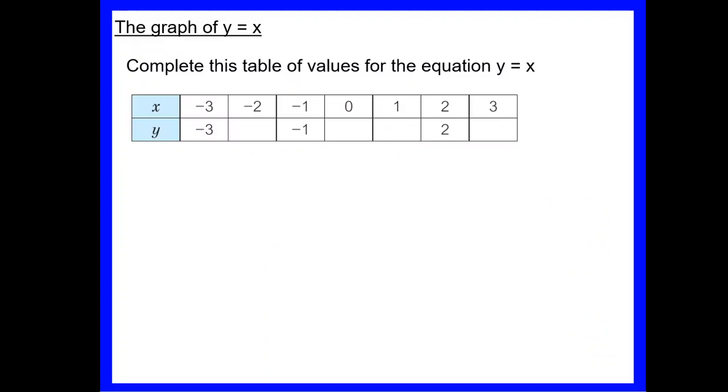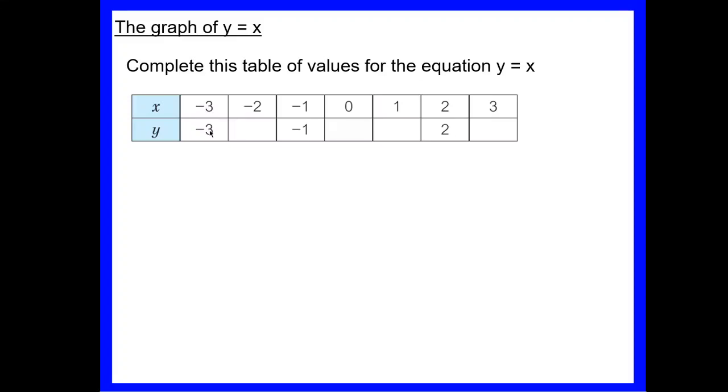Okay, we're now going to move on then to have a look at the graph of y equals x. So again, this is going to produce a straight line, but there's something a bit more interesting about it. So when it says that y equals x, well, that's telling us that whatever the x value is, the y value is the same value. So we can see that here.